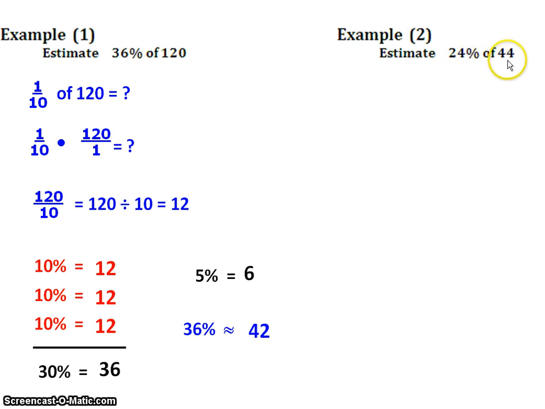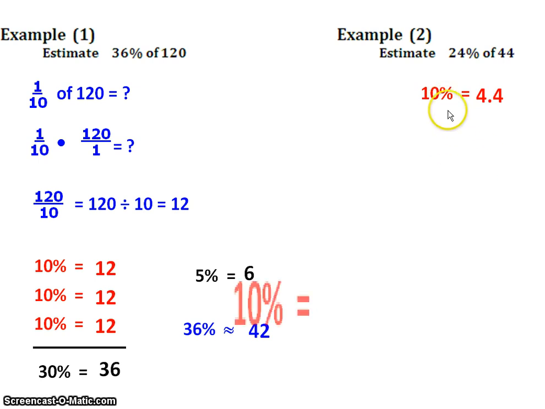In example 2, we are asked to estimate 24% of 44. Again, I'm going to use the example of 10%. Now remember, 10% we can find by simply moving the decimal one place to the left. So 10% of 44, I'm going to move the decimal one place value to the left, which would come out to be 4.4.